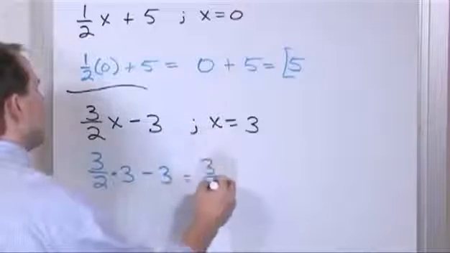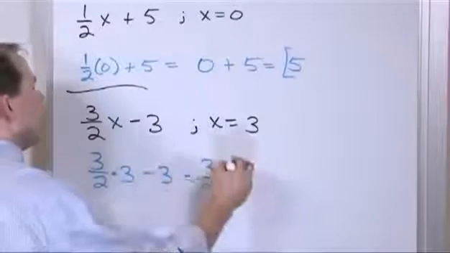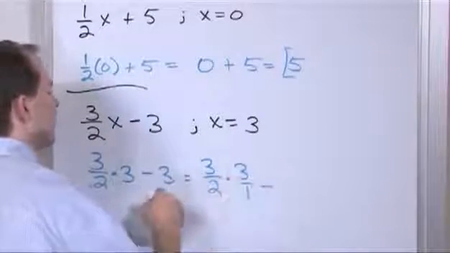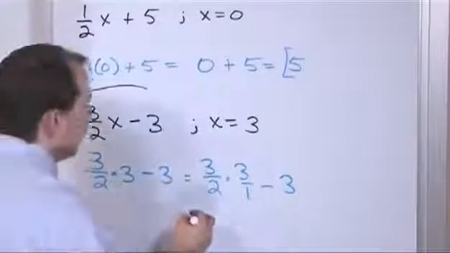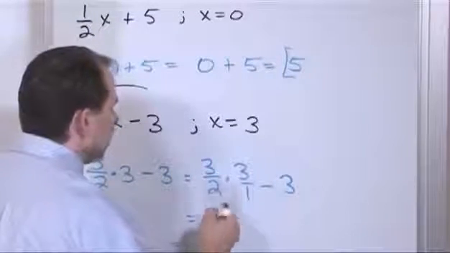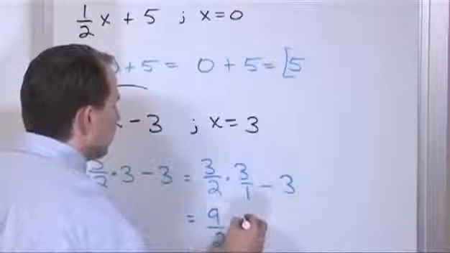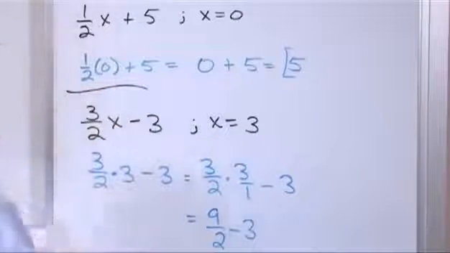So you have 3/2 multiplied. 3 can be written as 3 over 1. Don't forget to keep your minus 3 to keep everything straight. Now you can do this multiplication very easily. 3 times 3 is 9. 2 times 1 is 2 minus 3. So you have 9/2 minus 3.